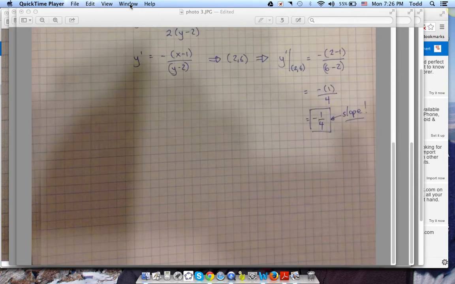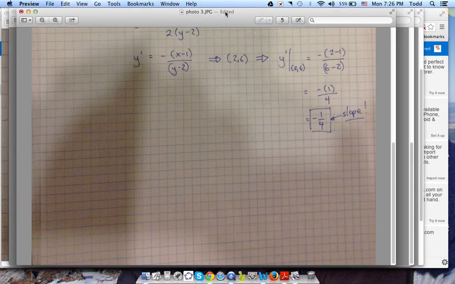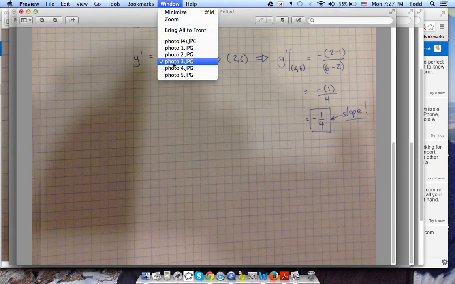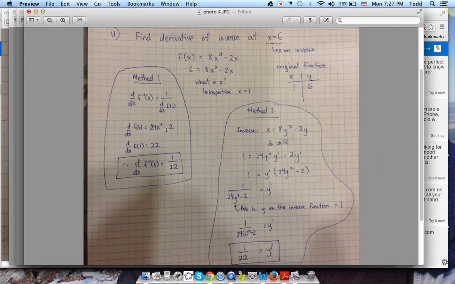Okay, which page is this? 3. Oops. 4, a couple more pages here. Number 11. Here we go. This is the inverse function. So if you did a few practice problems, you got used to this idea of this x is the x on the inverse that's given in the question. So first step was to find what's the x on the original function.